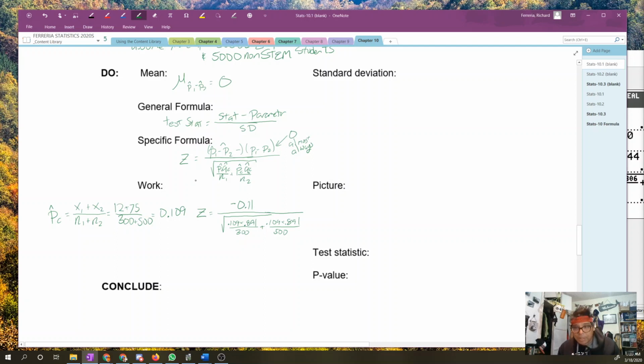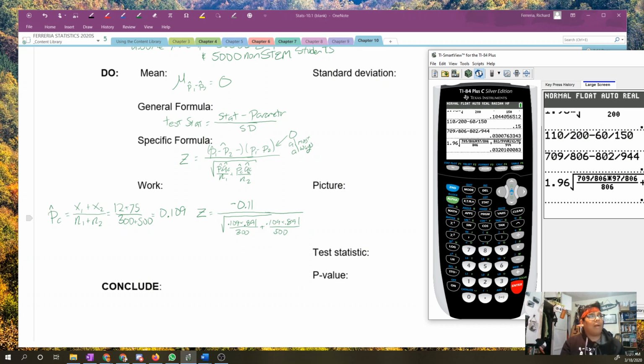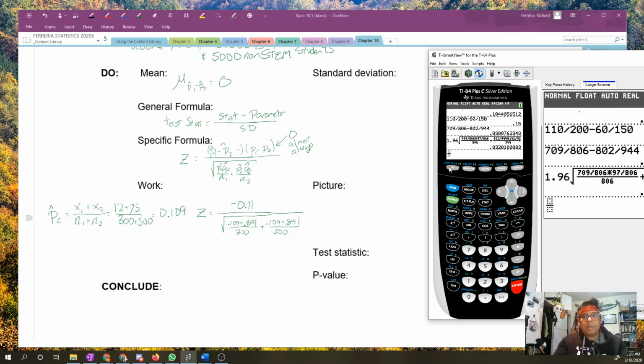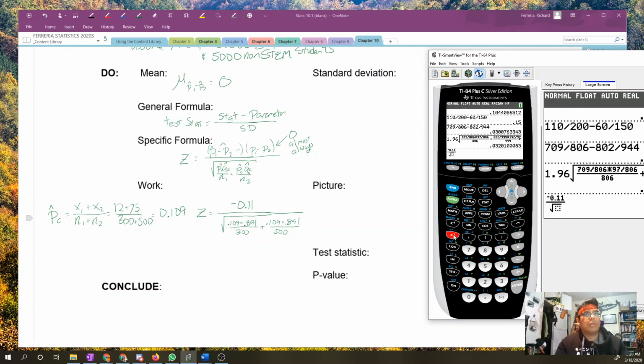Okay, so let's calculate this, and what do we get? Well, no, we should put this in the calculator. What am I doing? Let's put this in the calculator. You have negative 0.11. I don't know why a comma came out. Negative 0.11 divided by square root. I don't like that. Let's get our fraction bar. Negative 0.11 divided by a square root of, I think we need another fraction bar here.